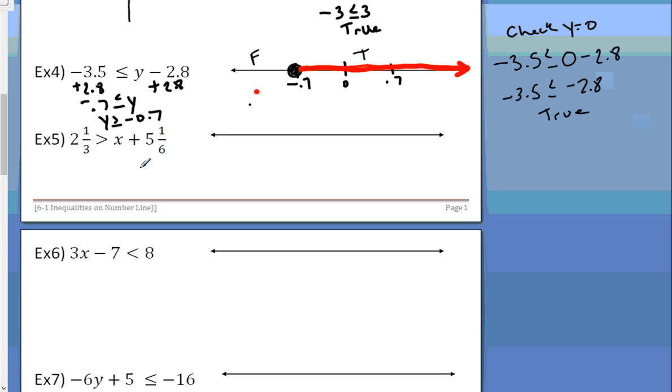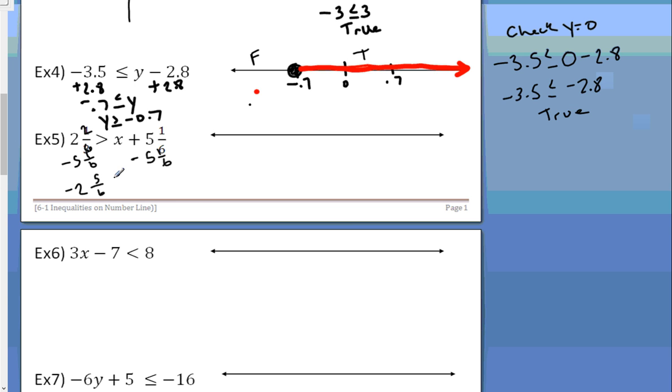We're going to get the x by itself. So we're going to subtract 5 and 1/6 from both sides. Subtract 5 and 1/6. 2 and 1/3 minus 5 and 1/6. I'm going to change this to 2/6. Okay. 5 and 1/6 minus 2 and 2/6. That's a little bit hard probably for a few of you. But if I'm subtracting these, I'm going to get 1/6 minus 2/6, which is 5/6, and that becomes a 4, and you get 2 and 5/6, I believe.